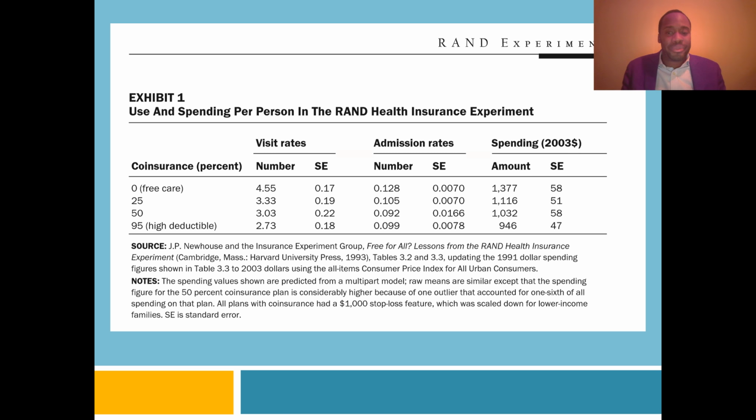That's a big deal. And then the last column shows spending. Obviously, with free care, people spent a lot, $1,300. This is 2003 dollars, versus when they were paying 95% coinsurance out of pocket, it dropped to $946. So if you were a Republican, what would you take away from this study? This is the third tenet, politics. If you're a Republican, what would you take away from this study?